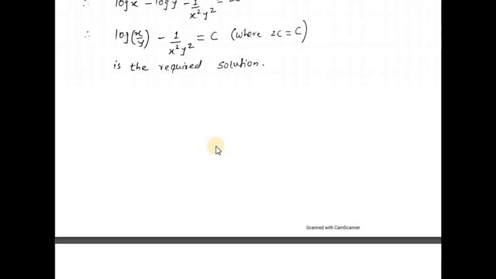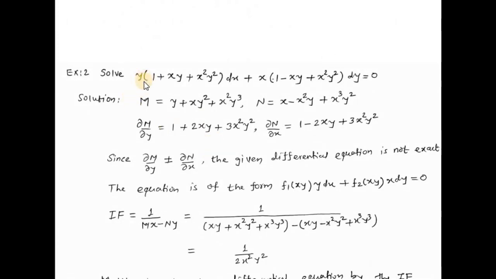Now let us discuss the second example. Solve y(1 + xy + x²y²) dx + x(1 − xy + x²y²) dy = 0. First of all, we will compare the given differential equation with M dx + N dy = 0. So M will be y + xy² + x²y³, and N will be x − x²y + x³y².